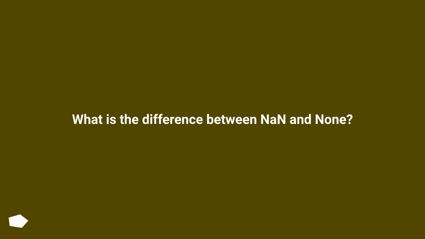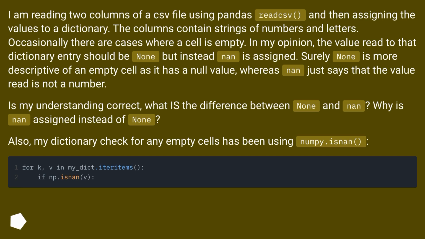What is the difference between NaN and None? I am reading 2 columns of a CSV file using pandas read_csv and then assigning the values to a dictionary. The columns contain strings of numbers and letters. Occasionally there are cases where a cell is empty. In my opinion, the value read to that dictionary entry should be None, but instead NaN is assigned.